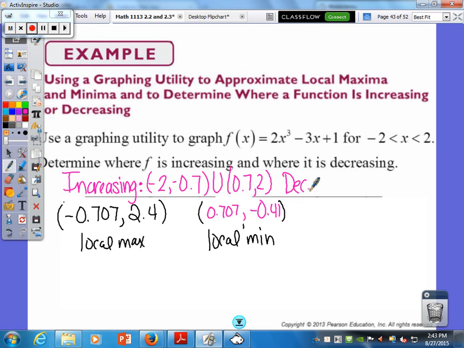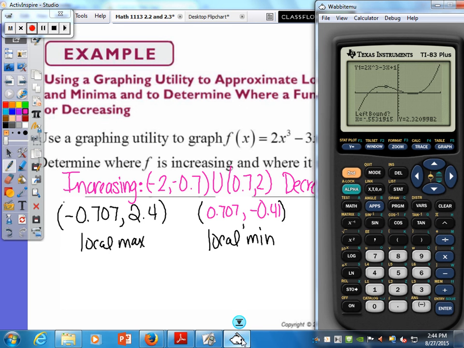My decreasing is going to have to occur in between those other two x values that I skipped over. So from negative 0.7 to positive 0.7, my graph was decreasing. From the x value of negative 0.7 to the x value of positive 0.7, my graph was decreasing.